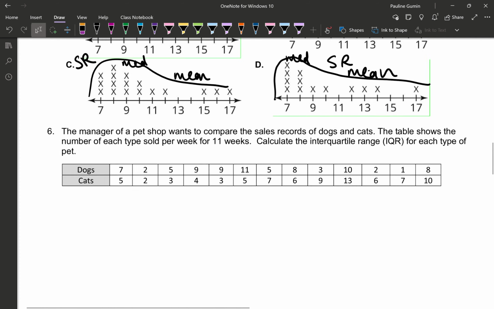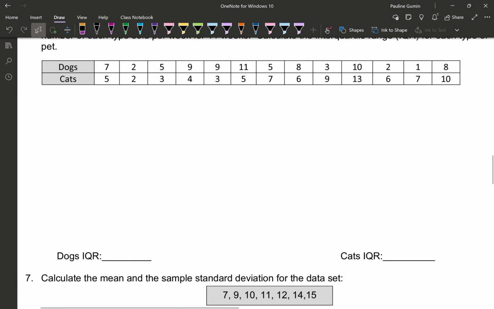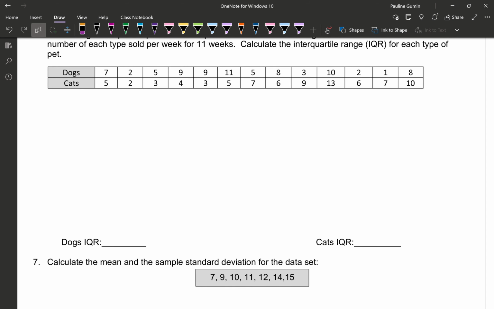All right, number 6. The manager of a pet shop wants to compare the sales records of cats and dogs. The table shows the number of each pet sold for 11 weeks. Let's calculate the IQR, and we'll do that for each type of pet. Okay, dogs and cats, let's do it.